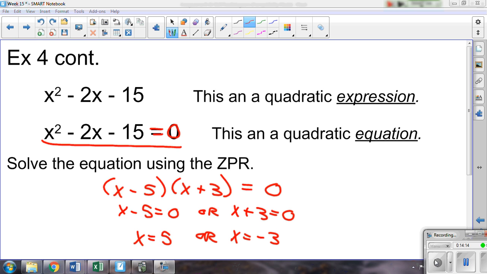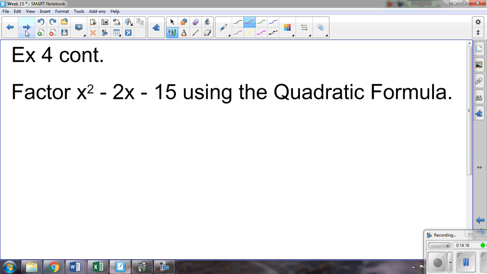I'd like to look at this in a slightly different way, though. How could we factor using the quadratic formula?